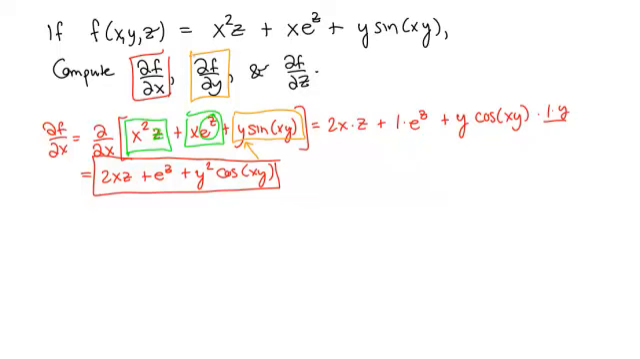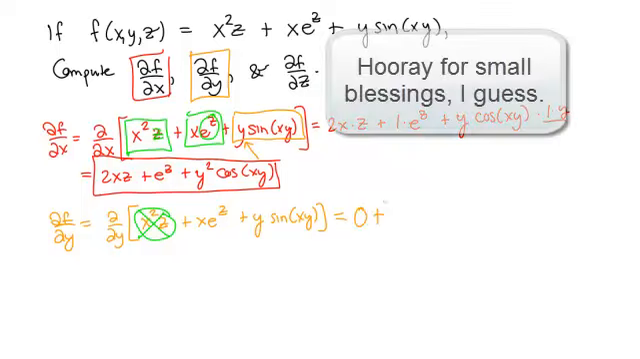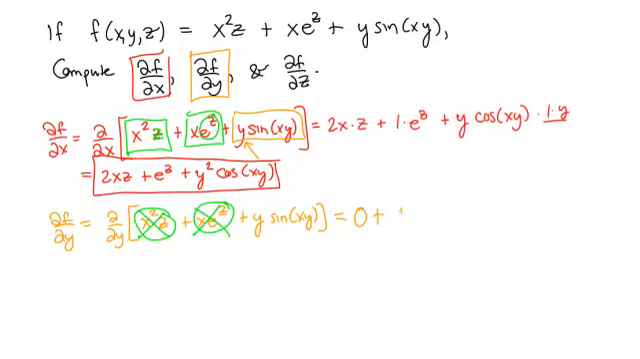Alright, now let's focus on the next bit, del f del y. So I want to take the partial derivative with respect to y of x squared z plus x e to the z plus y times the sine of xy. So, I need to differentiate this first piece. Do you see it? This whole piece is a constant. It has no y's in it, so its derivative is going to be 0. Same is true for the second piece. x and z are constants. y is the only variable. This is a constant. Its derivative will be 0.